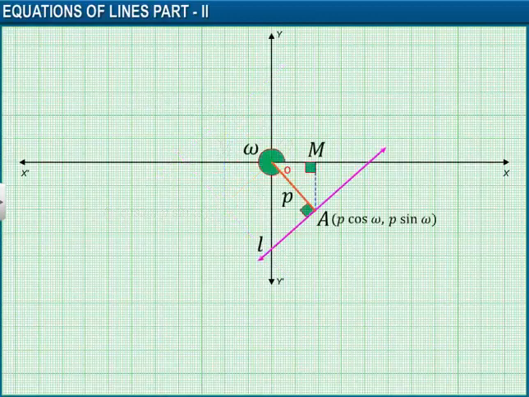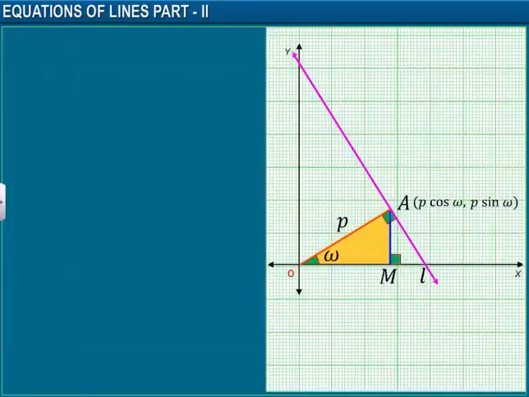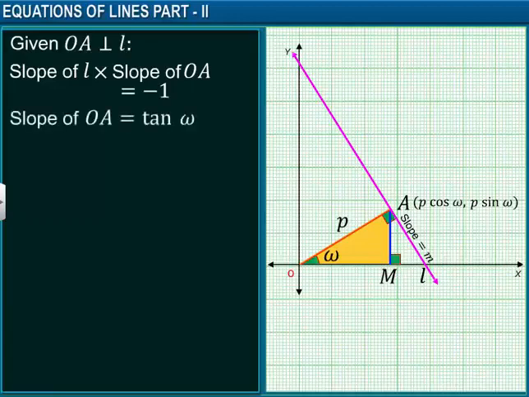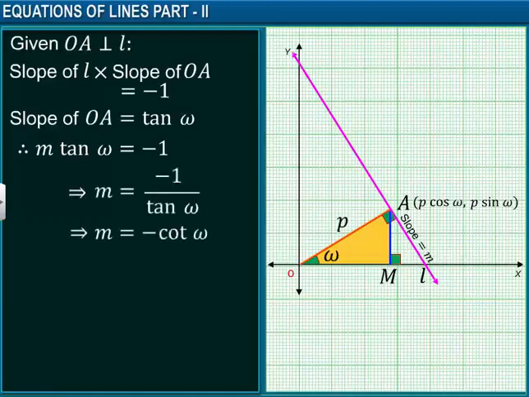Now that we know the coordinates of a point on line L, we can find its equation if we know its slope using the point slope form. Let M be the slope of the given line L. Since OA is perpendicular to line L, the product of their slopes is equal to -1. Given that the inclination of normal OA is omega, its slope is equal to tan omega. Thus we can say that M tan omega = -1. This implies that the slope is equal to -cos omega / sin omega.